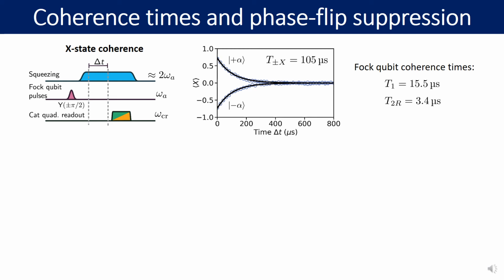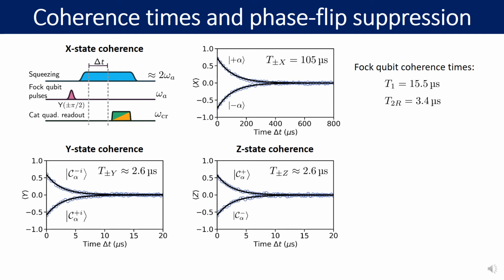We also expected there to be a reduction of the bit flip time. And this is indeed what we observe. So here I'm showing you the Y state and the Z state coherence, where we perform similar experiments. We just initialize along the Y and the Z axis in the corresponding states. And again, blue open circles are data points, and the black solid lines are single exponential fits. All of them have decay times of about 2.6 microseconds. That's close to what we expected.